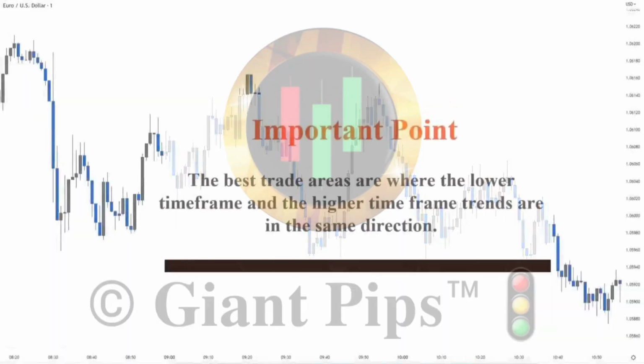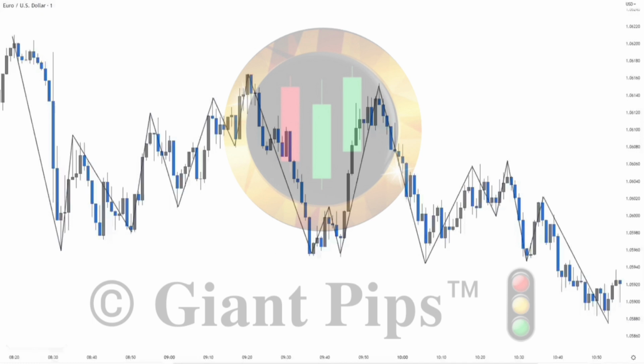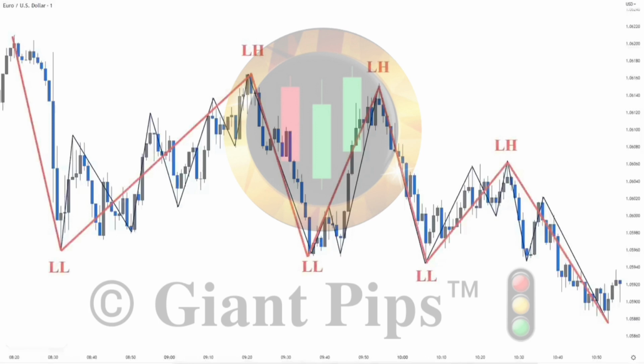So here is an important point. The best trade areas are where the lower time frame and the higher time frame are in the same direction. Here on the Euro-Dollar 1 minute chart, these are the impulsive and corrective moves that we see. But if we zoom out to the 5 minutes, we only see these ones. So in the areas where 1 minute and 5 minutes are in the same direction, trading will make more sense.